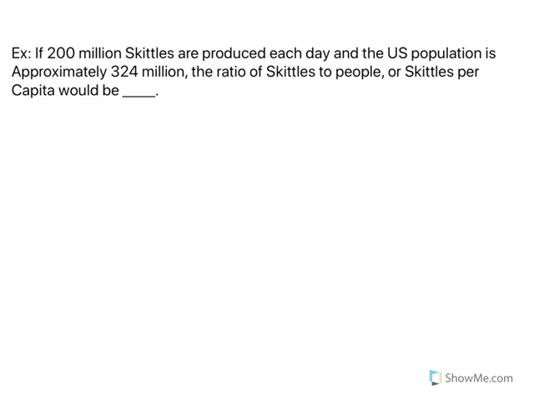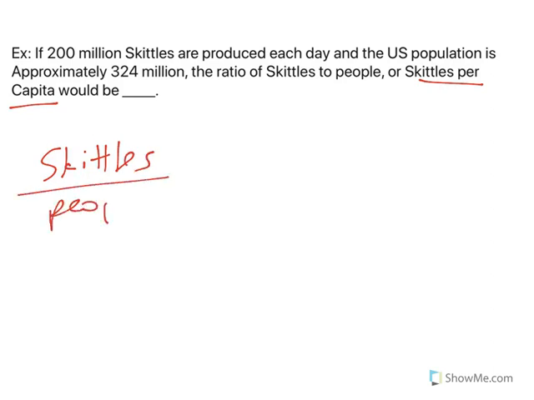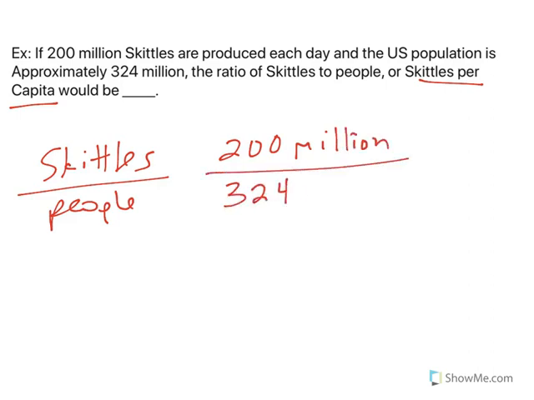We have an example of 200 million Skittles produced each day, and the U.S. population is approximately 324 million. The ratio of Skittles to people, which also would be Skittles per capita, would be what? So we're putting Skittles in the numerator, people on the bottom. There's 200 million Skittles produced and 324 million people. Hopefully you recognize they're both in millions. Since those are the same units, they can go away, and we're left with just 200 over 324.